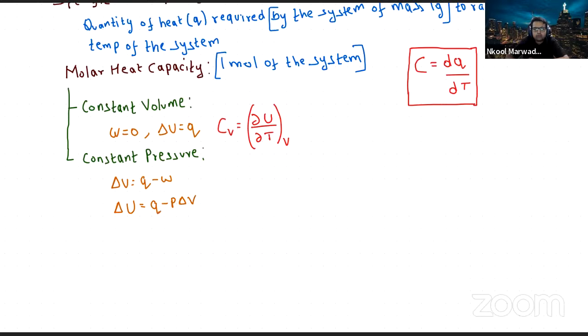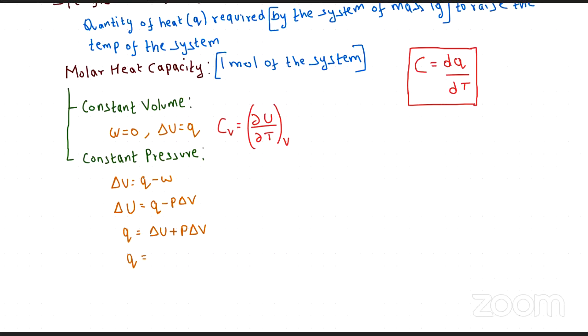Now what will be Q? Delta U plus P delta V. And hence, U plus PV is H. So we have already derived it now. Q is delta H.